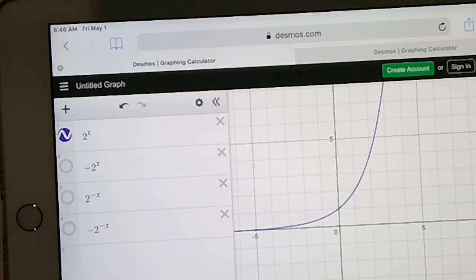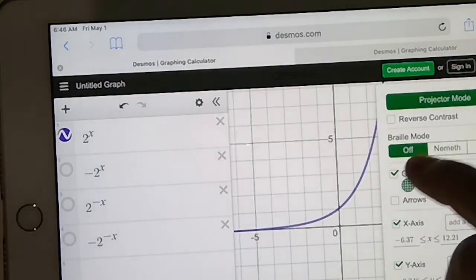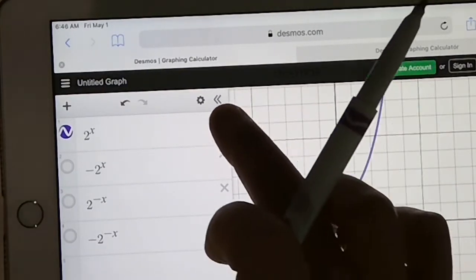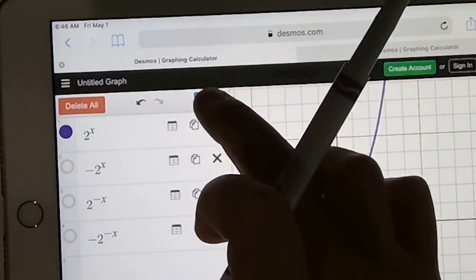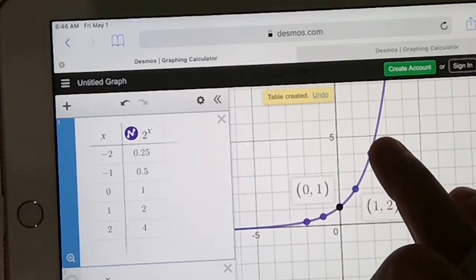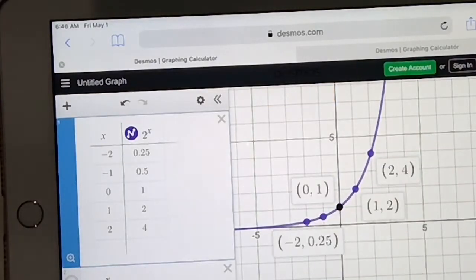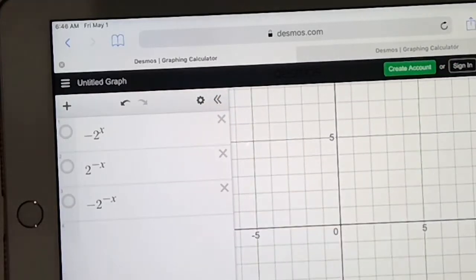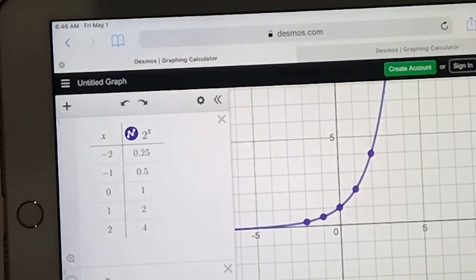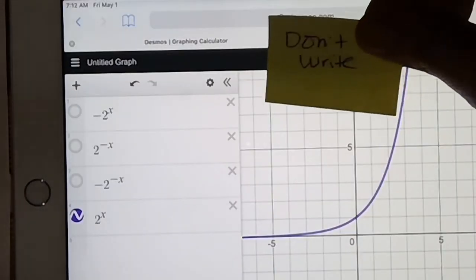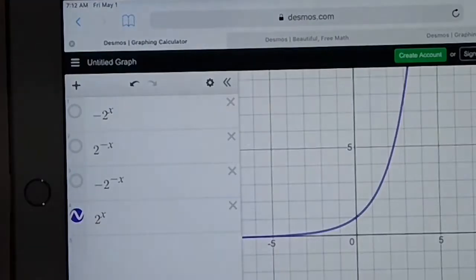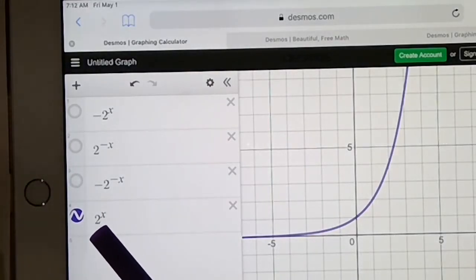Okay, so for this one, let me put it on projector mode. There, it's a little bit better. Okay, so for this, we know y equals 2 to the x. And again, if we did our table of values right there, we could see it crossing at, we'll talk about how to graph it later, but just to get the idea of what that graph looks like. All right, so don't write any of this down. Okay, so here we have y equals 2 to the x.